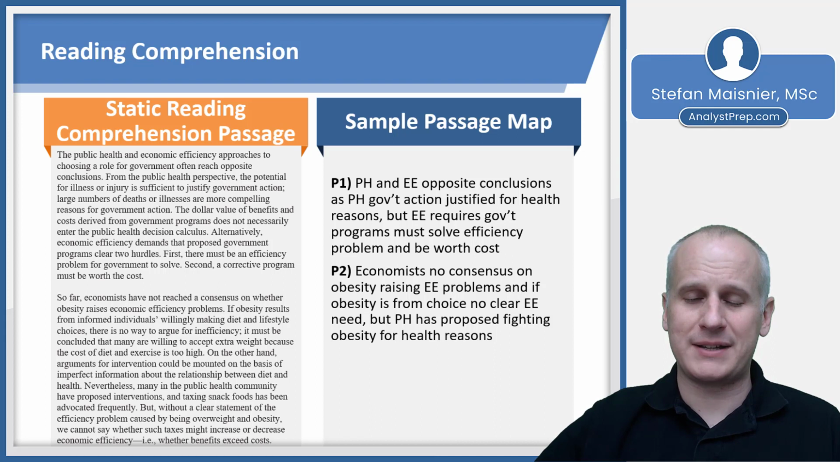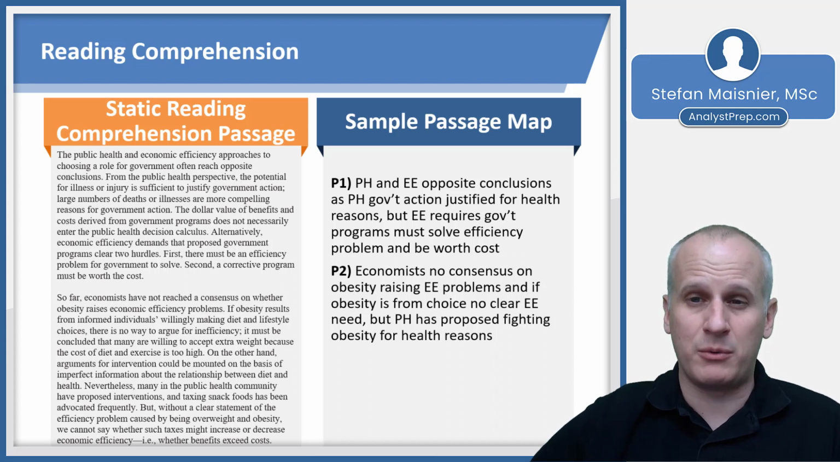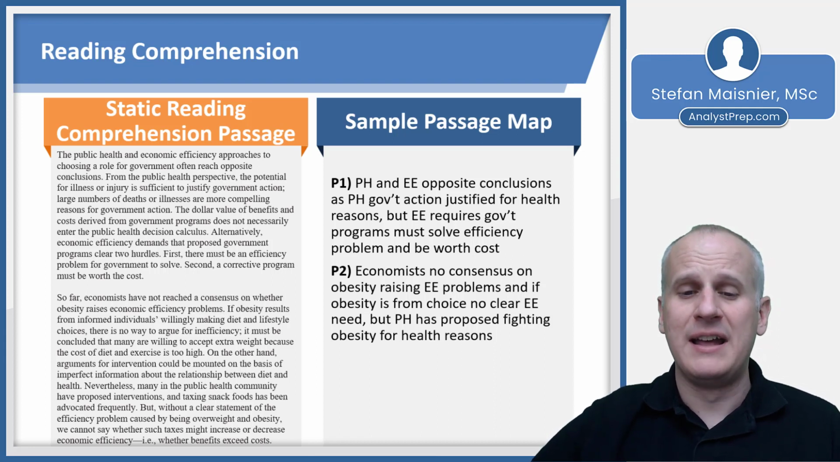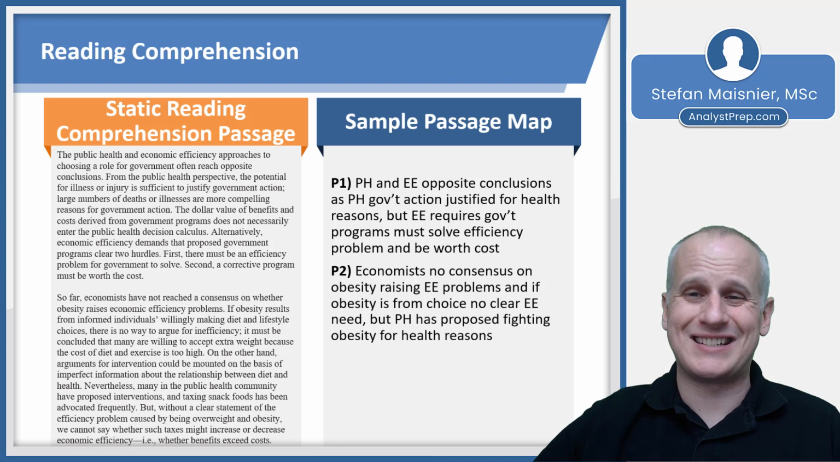So you can see my second paragraph passage map: economists, no consensus on obesity raising EE problems. And if obesity is from choice, no clear EE need, but PH is proposed fighting obesity for health reasons. Pretty much summarizes everything that we read, everything that I just said. And it efficiently tells me what's in this second paragraph. It's about obesity, whereas the first one was just setting the background.